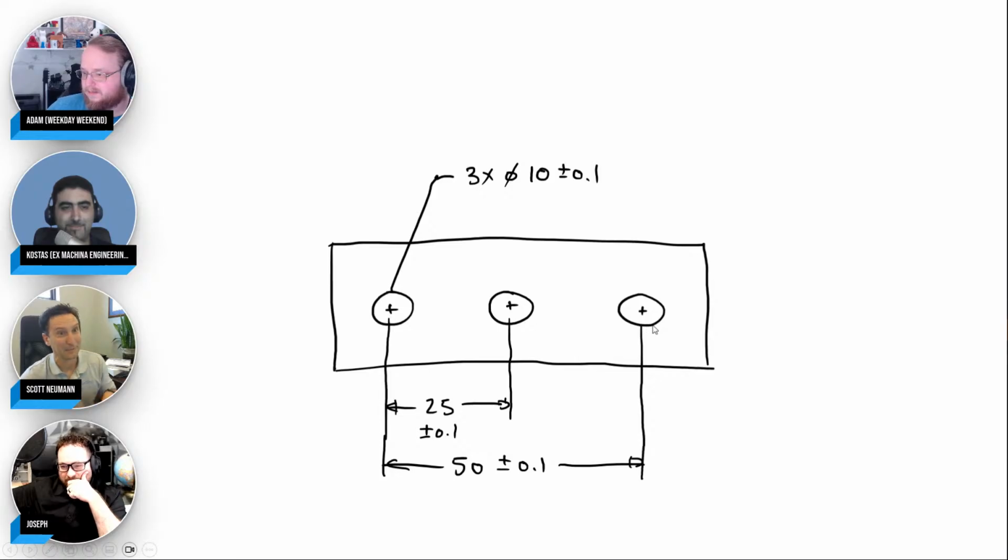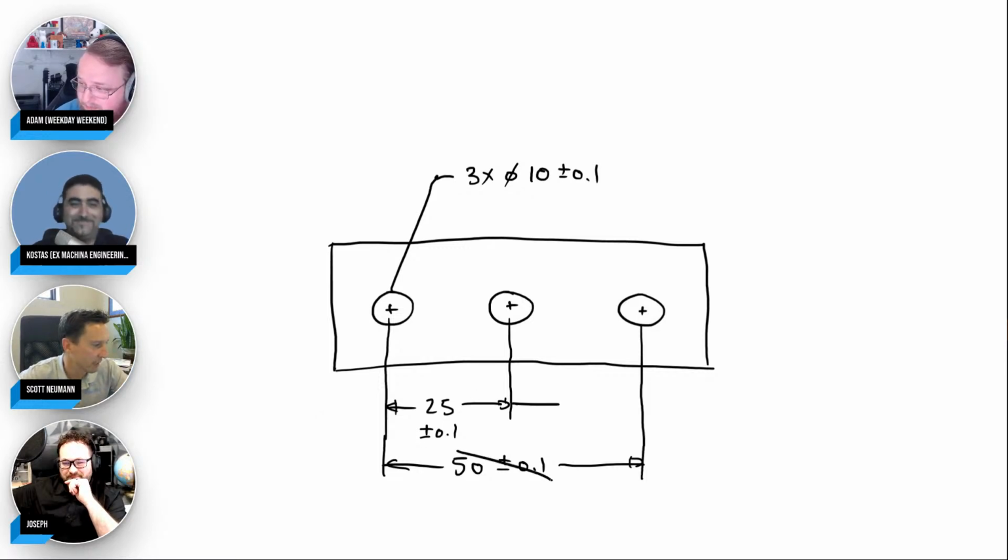Plus or minus 0.2. That's a stack up, because if this one shifts 0.1 to the left, that one shifts 0.1 to the right, you'd have a plus 0.2 or minus 0.2. You end up with the same problem no matter where you dimension. Given this dimension here, what you should have done is given 25 here and did plus or minus 0.1.